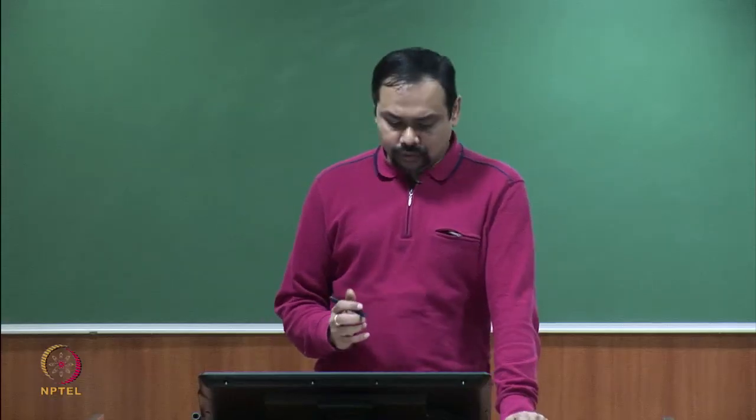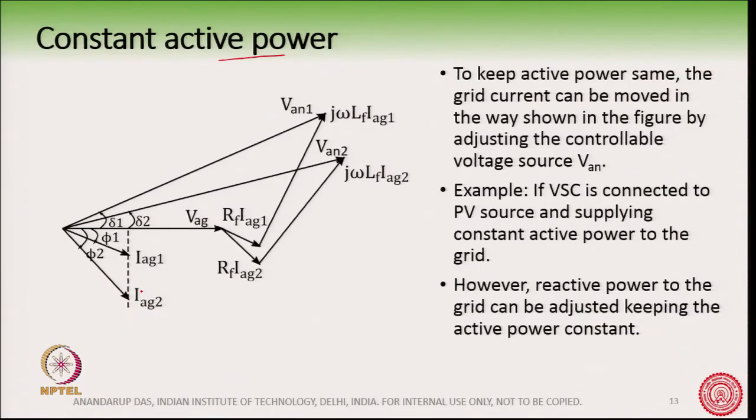So, for example, in this diagram, we are keeping the active power constant from the voltage source converter, but the reactive power supplied by the voltage source converter is changing. How can we do that? Here you see that we are drawing two phasor diagrams, one with an IAG1 corresponding. So, the grid voltage is VAG, same as before, and then you have RF IAG1 and then you have VAN1.